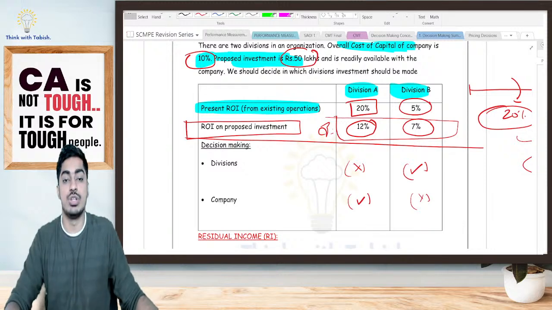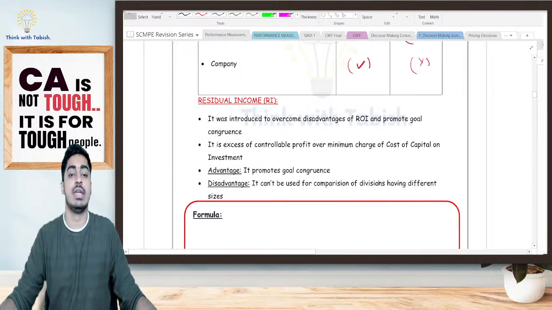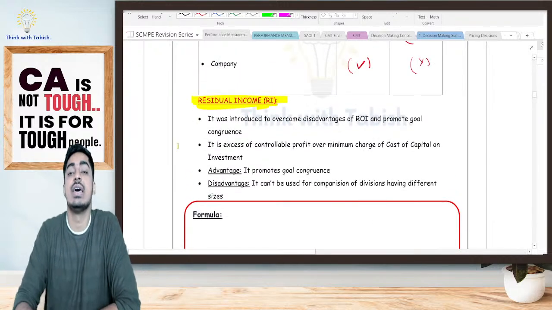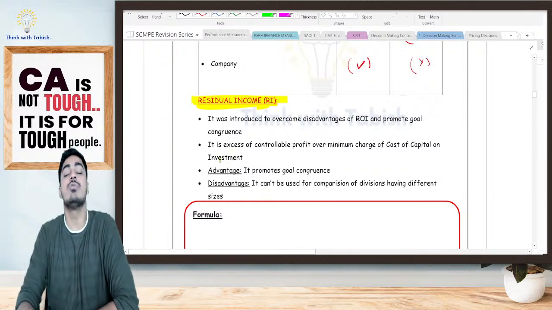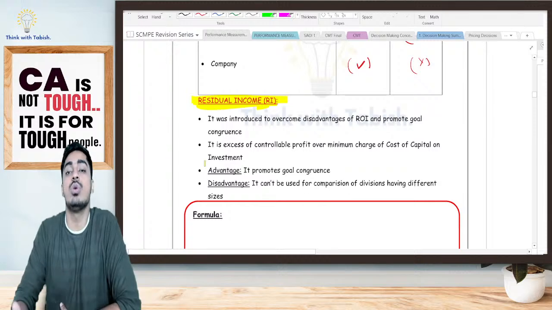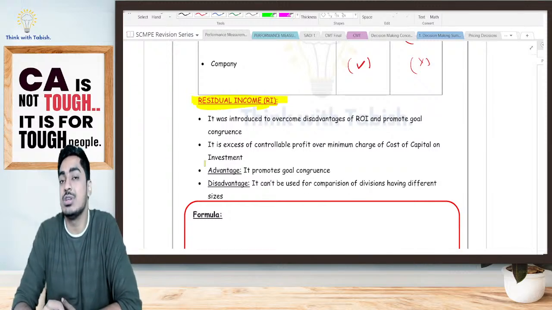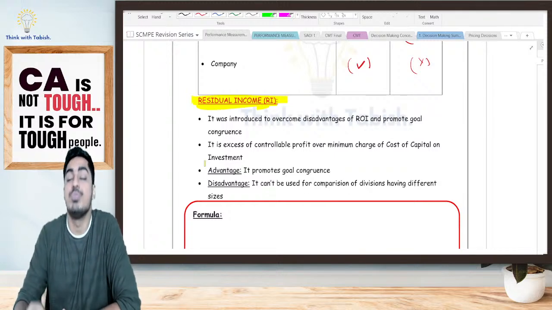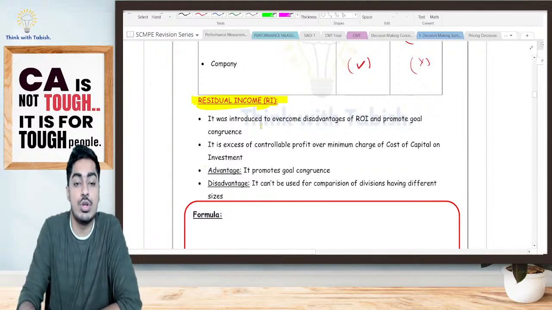Yes. Now, moving to the next topic, everyone. Next performance measure. Based on financial measures, I am having residual income. Why was residual income introduced? It was introduced to overcome the limitation of return on investment. What was the limitation of ROI, students? We have told that it is not promoting goal congruence. So to promote goal congruence, residual income was introduced.